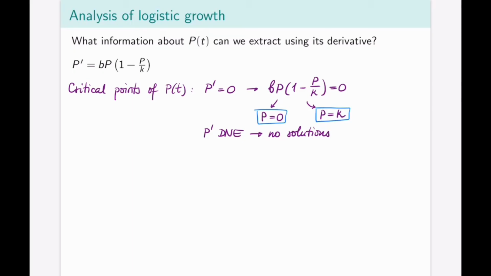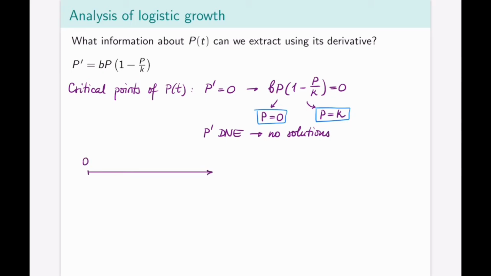Now, the first one is kind of a given one anyway. This says that when the population is 0, then that's a critical point. Well, we know from real-life experiences that if the population is 0, then it's probably always going to stay at 0, and we're definitely not interested in any population values below 0, so I can simply start my analysis at 0.